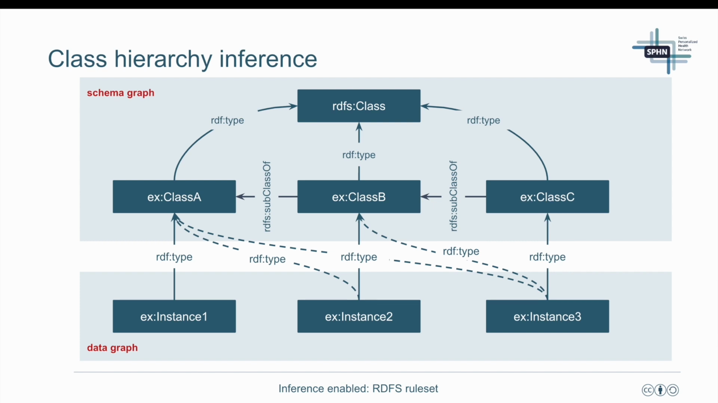And the derivation of the fact that instance 3 is also of type class B and also of type class A is inference. There are no explicit triples in the data graph that state that instance 3 is also of type class B and class A. But a triple store that supports the RDFS rule set would be able to infer this implicit knowledge and would allow you to leverage this knowledge while querying your data.